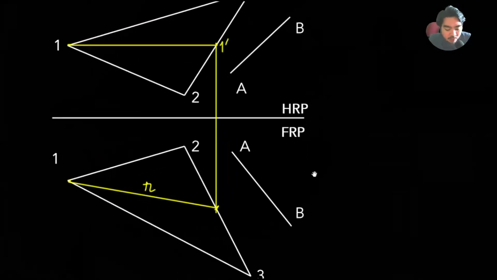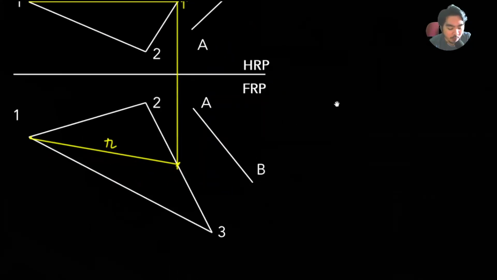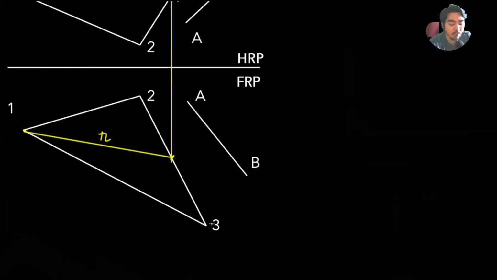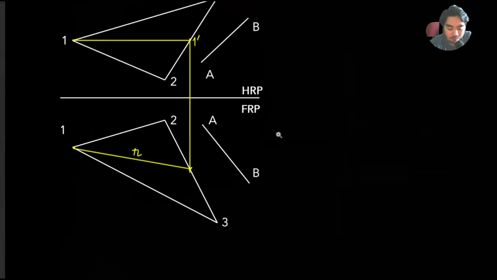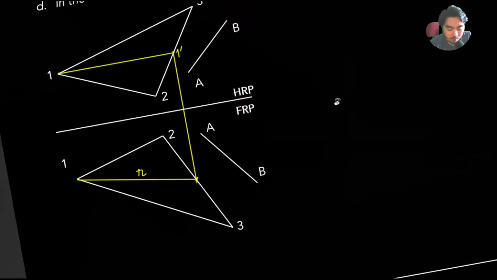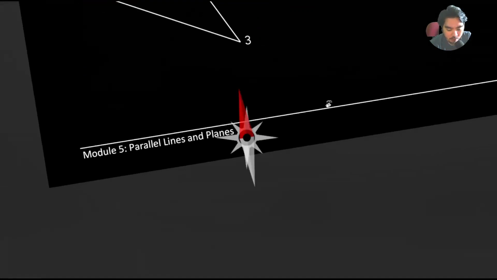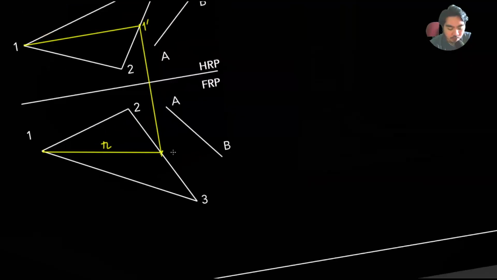So again, true length siya kasi 1, 1 prime is parallel to the folding line. Okay? So if true length to, if I take the point view of the true length, it will give me the edge view of the plane itself. So let's do that. Yan. See, parallel ba siya? Again, use your triangle method, yung sliding triangles nyo para magawa to.